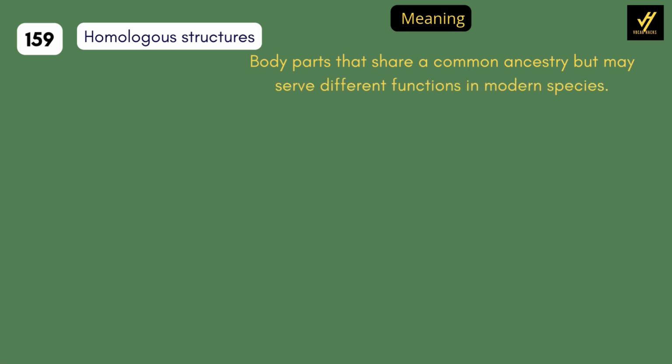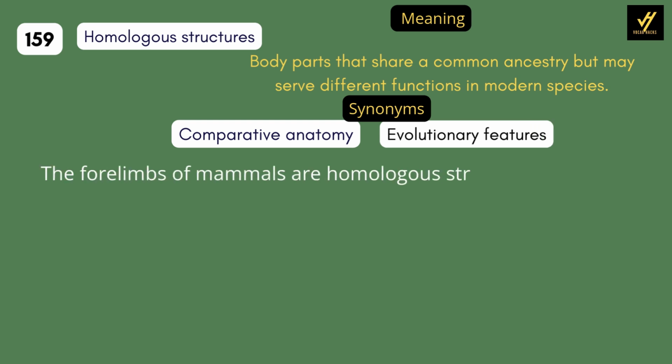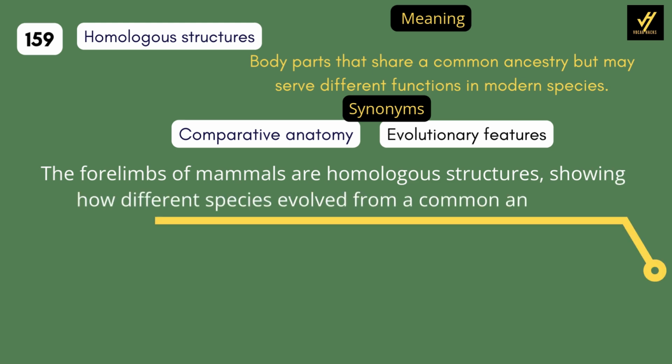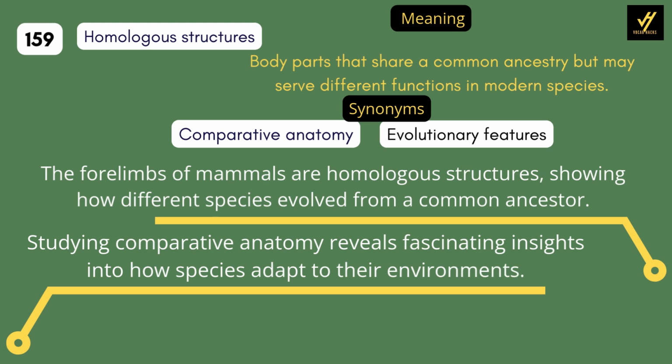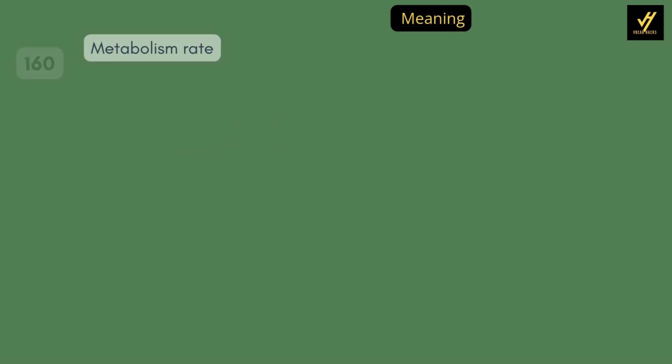Homologous structures, body parts that share a common ancestry but may serve different functions in modern species. Comparative anatomy, evolutionary features. The forelimbs of mammals are homologous structures, showing how different species evolved from a common ancestor. Studying comparative anatomy reveals fascinating insights into how species adapt to their environments. The concept of evolutionary features highlights the connections between diverse organisms through shared ancestry.